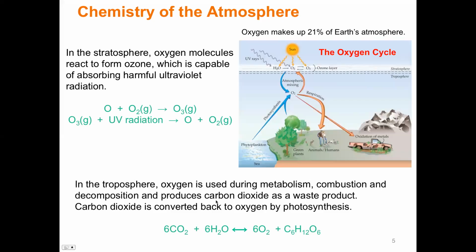Now, of course, in the troposphere, oxygen is going to be used during metabolism and combustion and decomposition, and that's producing carbon dioxide as a waste. Carbon dioxide, of course, is then going to be converted back into oxygen by photosynthesis, and we talked about that already in this course. So that would be our oxygen cycle.